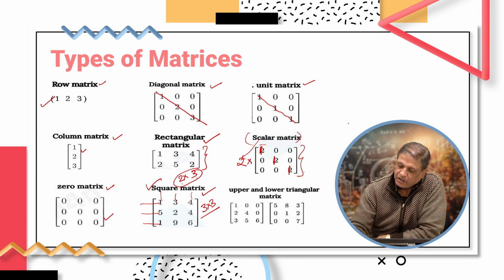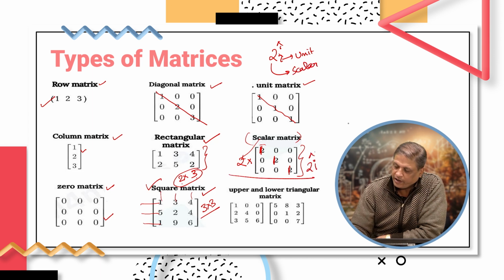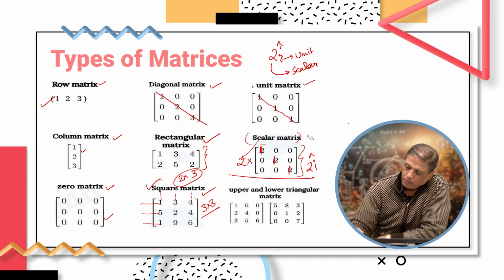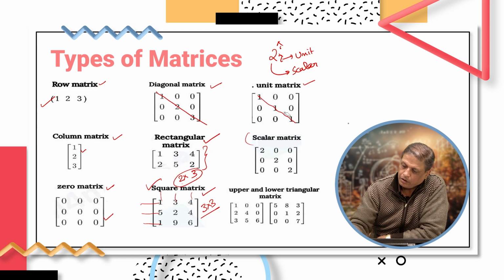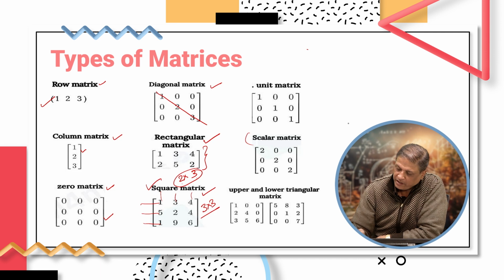So, when we will be discussing vectors, we will be using the notation 2 into I, where I is the unit vector and 2 is the scalar value. So, this is what is over here. We are writing 2I, where 2 is the scalar value and I is the unit vector. So, need not worry, we will be discussing these details when we discuss vectors. Apart from this, we are having one more type of matrix, that is the upper triangular matrix and the lower triangular matrix.